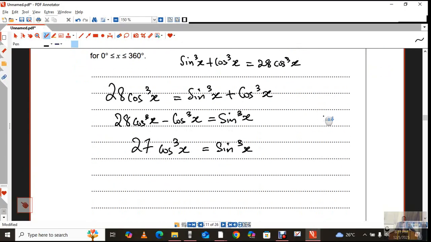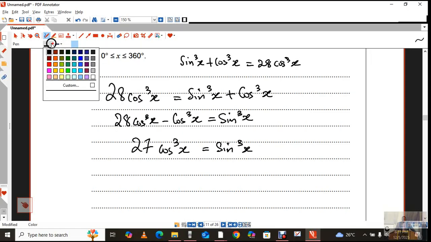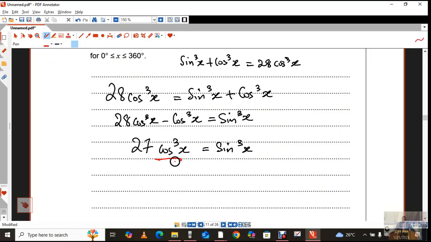Interesting. Now I'm going to divide throughout by cos cube x. I'm going to divide cos cube x here, and I'm going to divide cos cube x here. I could have divided by sine, but that will imply me because I can see something happening, right? Hopefully you can see. On this side, I'm going to be left with 27. Here, sine over cos is nothing but tan x.